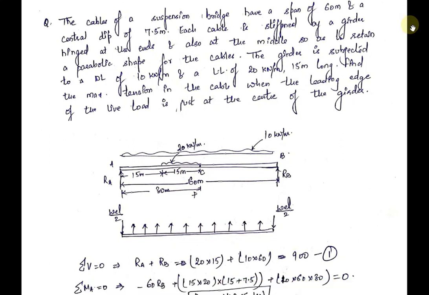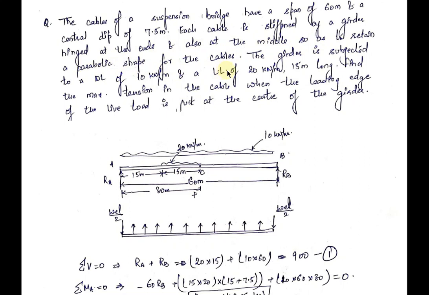Now let's do one more numerical on 3-hinged stiffening girder. So the question is, the cables of a suspension bridge have a span of 60 meters and a central dip of 7.5 meters. Each cable is stiffened by a girder hinged at the ends and also at the middle so as to retain a parabolic shape for the cables.